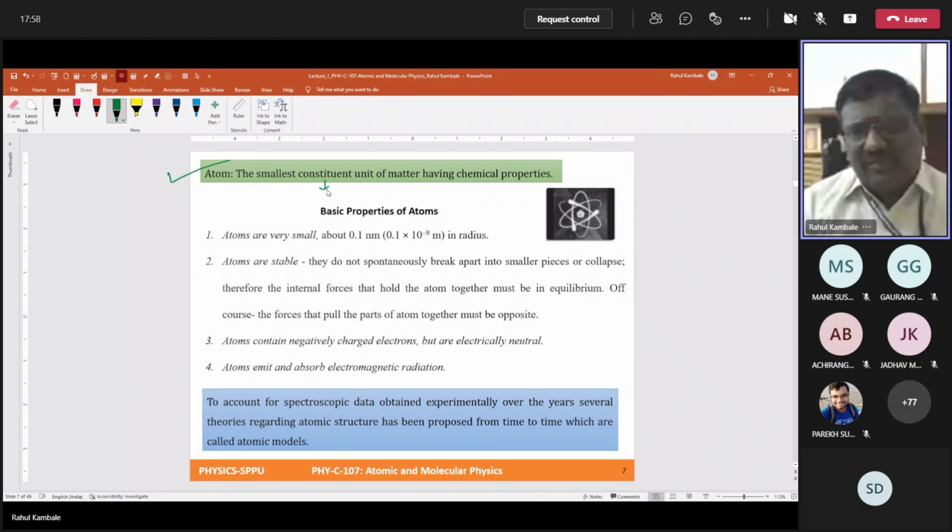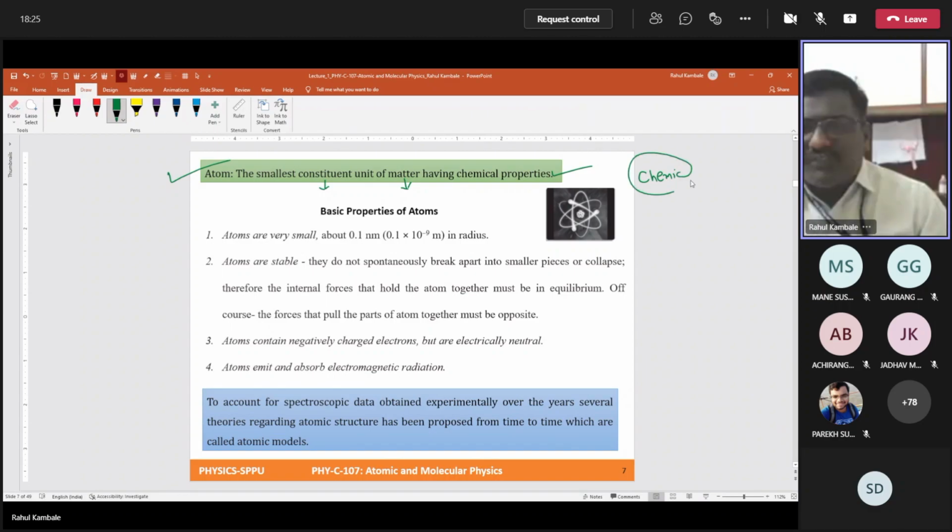Whenever you talk about the atom, if someone asks you, don't say that it is the smallest particle, or the smallest thing in the universe. It is not like that. It is the smallest constituent unit of matter having some chemical properties. You may ask why chemical properties is written. As the course moves on, we will understand why Kambale sir has mentioned chemical properties.